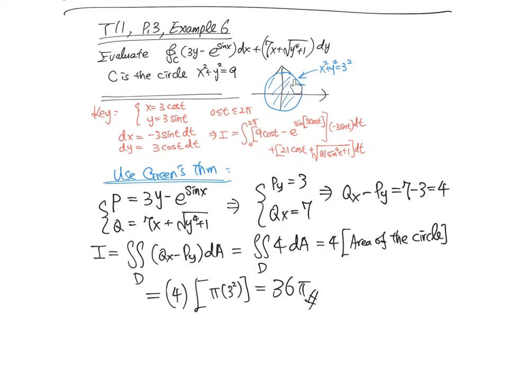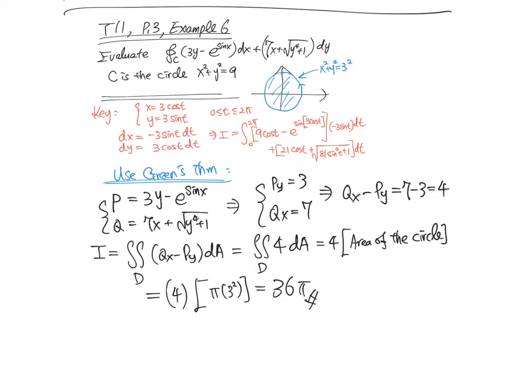This is region D. It is the circle, and this integrand is a constant. So it's just 4 times the area of this region. The area of this region equals the area of the circle, so it's 4 times pi r squared, which equals 36 pi. If you directly compute this integral, I think it's impossible, or at least very hard. But if you use Green's theorem, this is very easy. So you can see the power of Green's theorem.